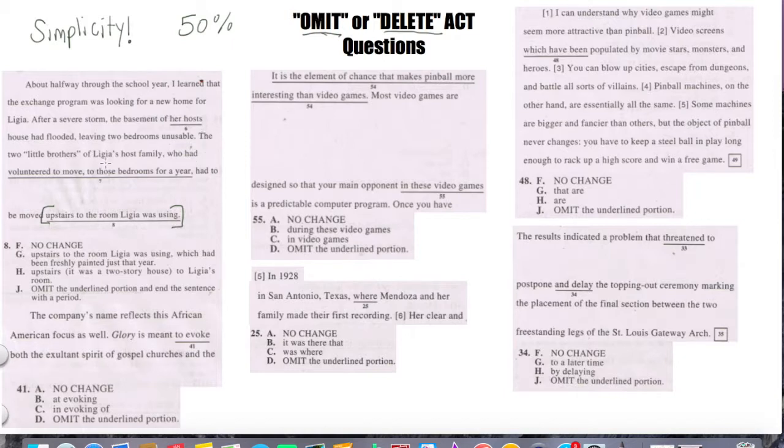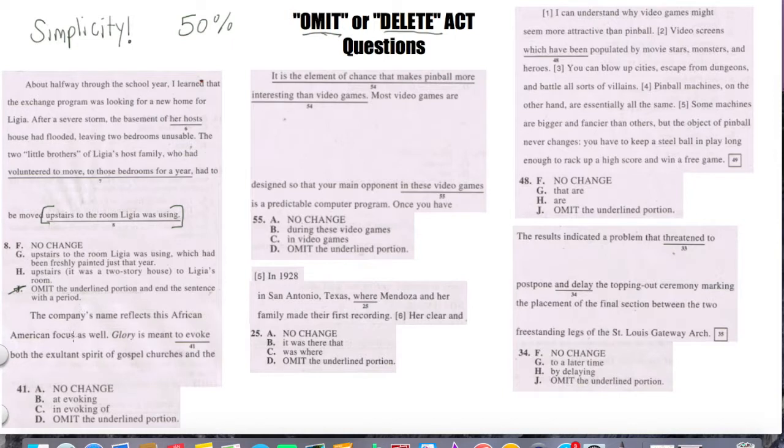Let's read the sentence without it. The 2 little brothers of Lygia's host family, who had volunteered to move to those bedrooms for a year, had to be moved, period. If we were to remove it, that's what the sentence would read. And after thinking about it, I think you'll realize that it would be a little unclear as to why Lygia had to leave the house. Perhaps it would be implied, but we want to be clear. So omitting here would kind of mess the sentence up. Okay, so it didn't work here. Let's look at the next one.